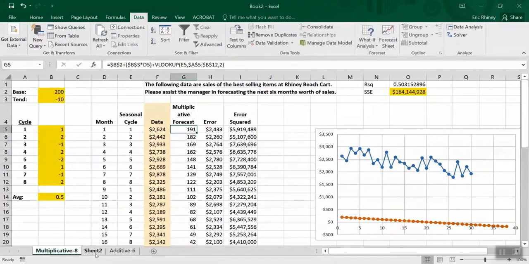All right, so again, we're going to use 8 cycles. Maybe with the multiplicative, 8 cycles is not the best. We did figure out with the additive that 8 cycles gave us a really good forecast. All right. So the first thing we need to do is we need to change our formula. And as you can see, our formula here right now is an additive formula.